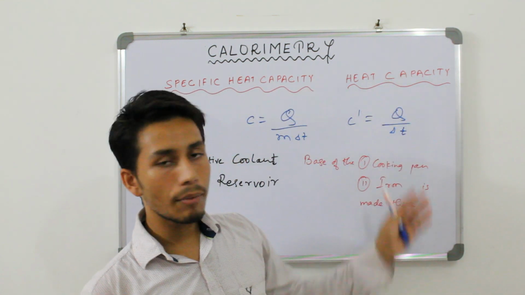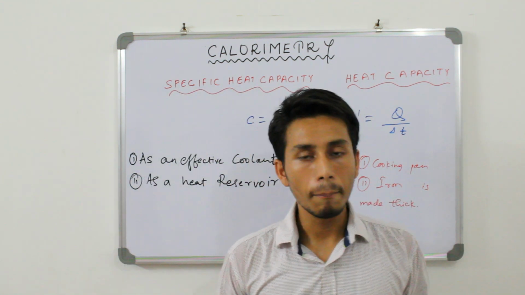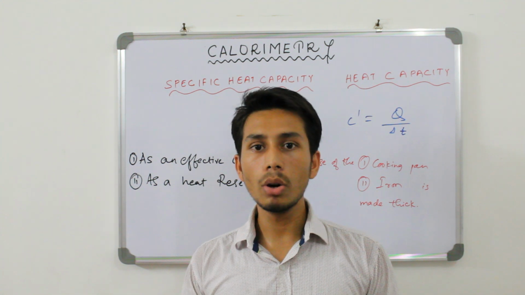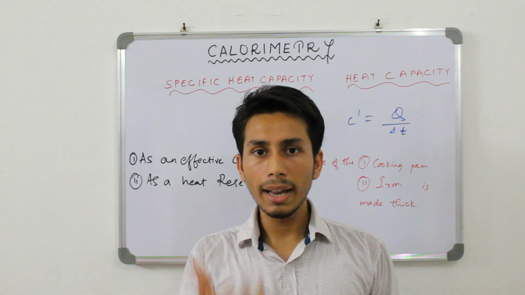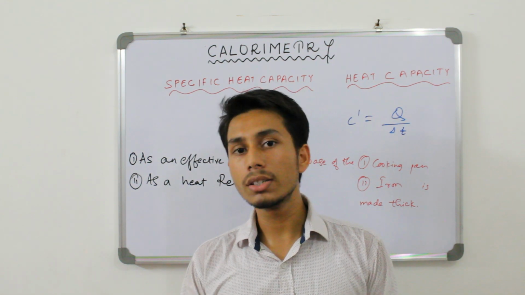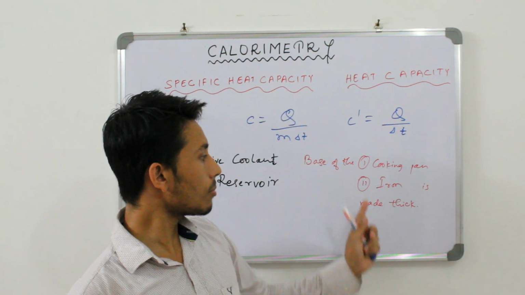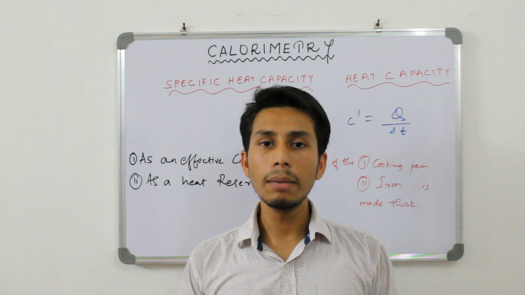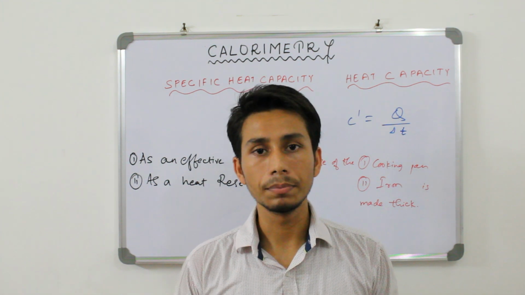In a similar manner, we have some examples of heat capacity. The base of the cooking pan is made thicker. By doing so, the material is increased, and thus the heat capacity is increased. When the heat capacity is increased, the cooking pan can supply much heat to its content, and thus the food is cooked properly. Similarly, the base of the iron pan is made thick. The iron needs much more heat, and thus it functions more properly.